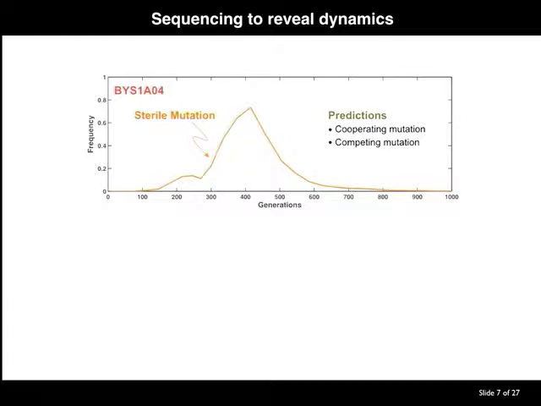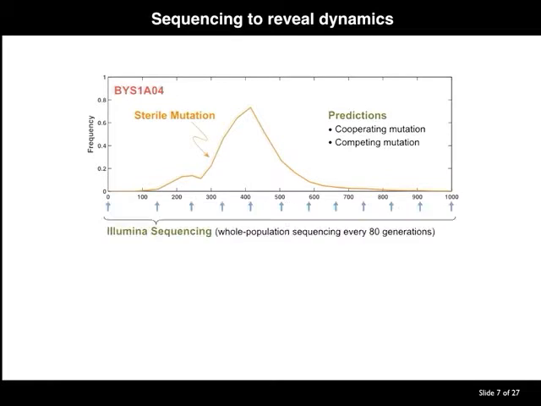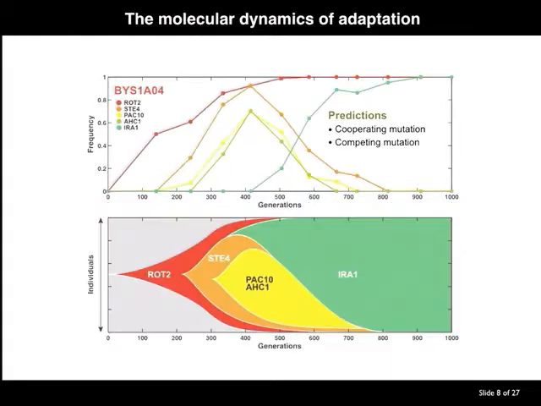The second inference is pretty obvious: because this sterile lineage failed to go extinct, there must have been some other more beneficial mutation that swept through the population. So to identify these other mutations, we sequenced this population at 12 time points, which is roughly every 80 generations. And when we sequence it, we can see all mutations that were present in that population above, say, 10%. And then we get a picture that looks like this.